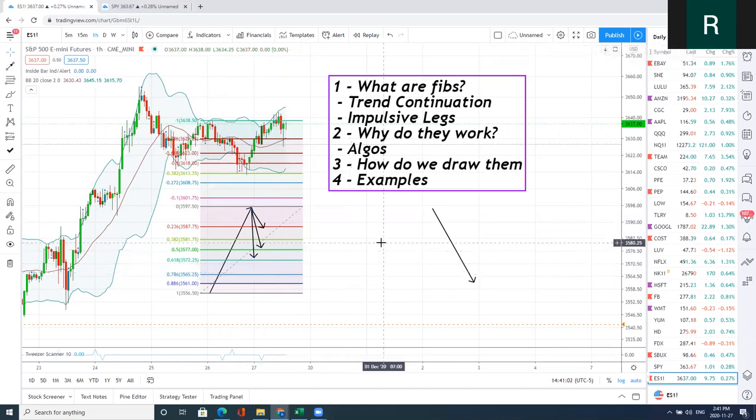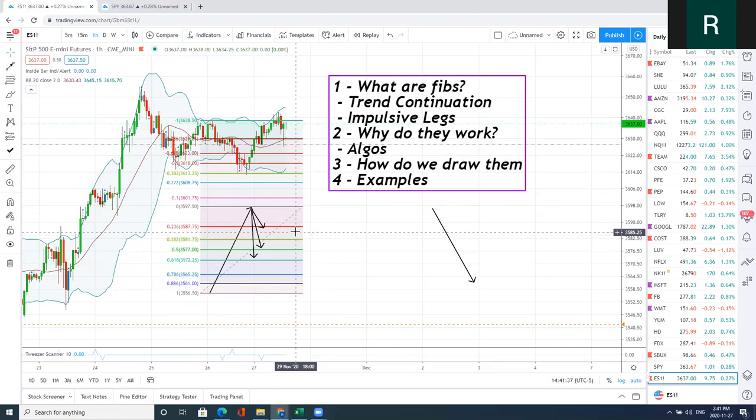Okay. So now we have the impulsive leg and we have the retracements. What we are expecting from these retracements is continuation of the initial leg. And this is what we call reading price action. If we have a push like this up and a pullback to the Fibonacci levels, we're expecting a pop back up either to this previous resistance or somewhere in this zone. Or if the trend is very strong, we're going to break through this high and we're going to hit these extensions on the way up.